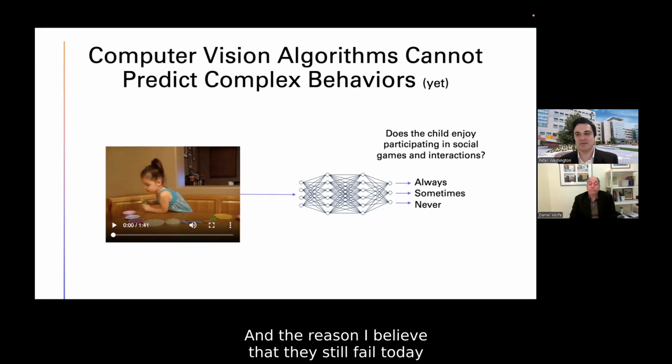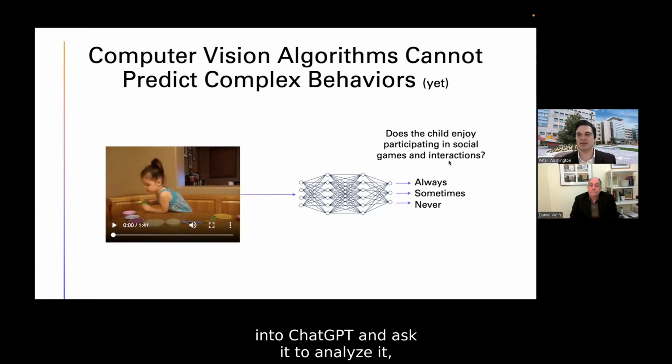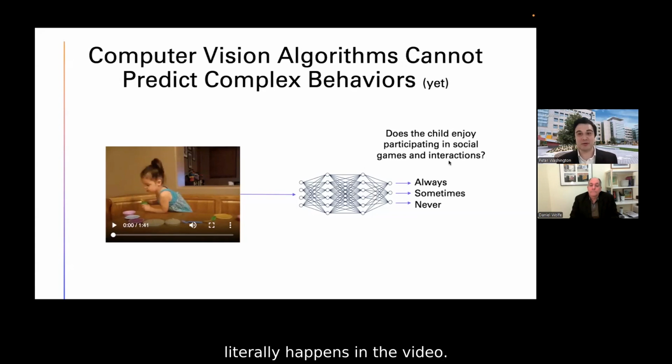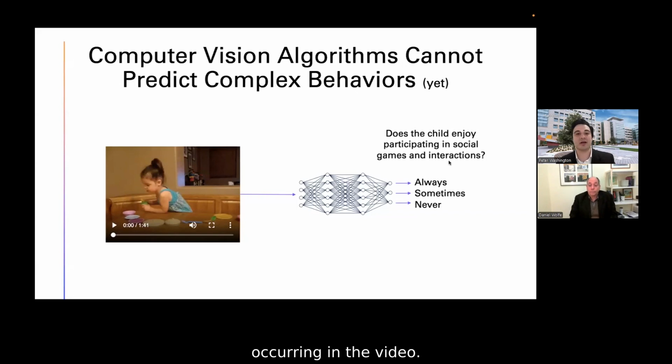And the reason I believe that they still fail today is that these video analysis models, or if you put a video into ChatGPT and ask it to analyze it, it's really good at understanding what literally happens in the video. But for answering this type of question, you're not just analyzing and talking about what's literally occurring in the video.